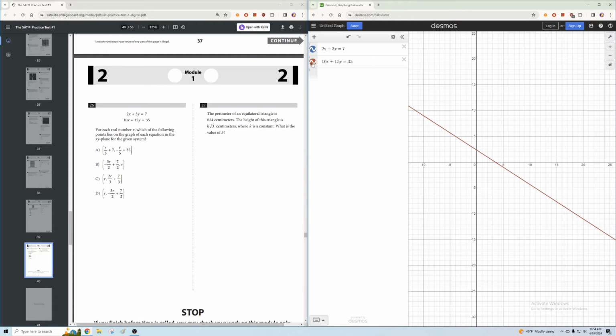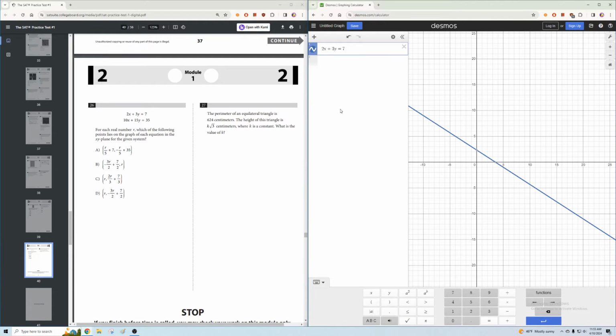But this system, these are the same lines, right? If I multiply top by 5, you actually get bottom. So for each real number r here, which of the following points lies on the graph of each equation? Each equation, that's kind of goofy, right? Because they're the same equation. So since they're the same equation, I'm pretty sure I can just type these values in. Let's see what happens.